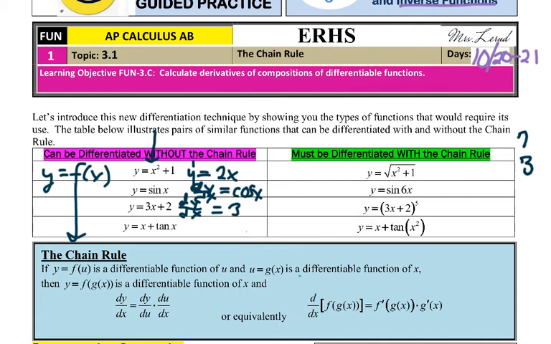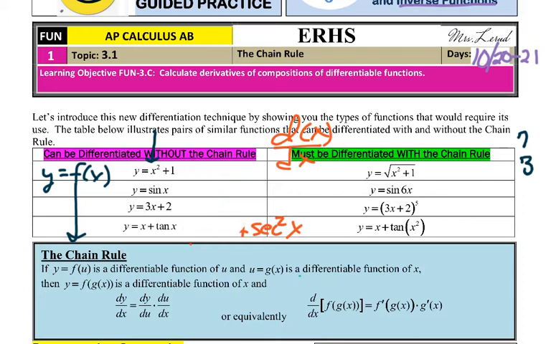And then the next one, for sums, we can do the derivatives separately. The derivative of x with respect to x is 1, or the slope of the line y equals x, which is 1, plus the derivative of tangent is secant squared. So these can all be done. They're not functions inside of functions. So those can be done with methods in the first part of the chapter, right?